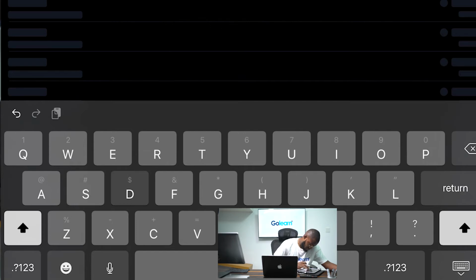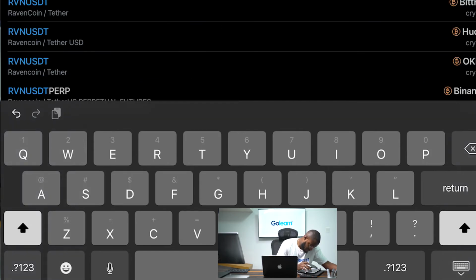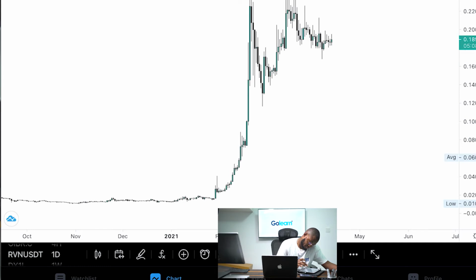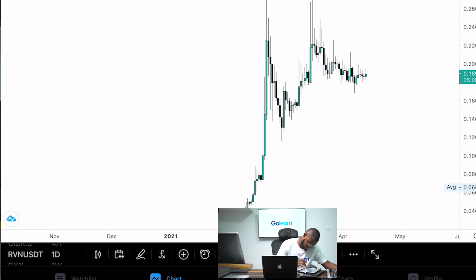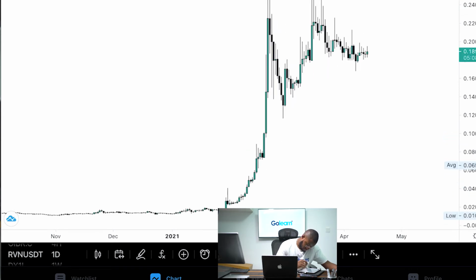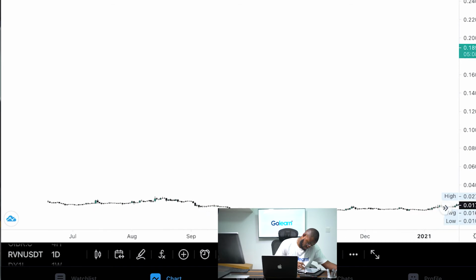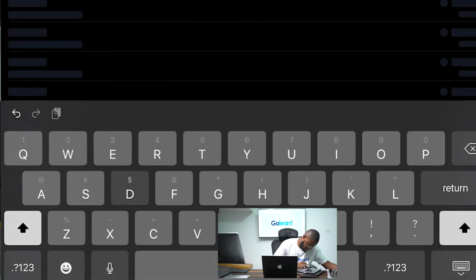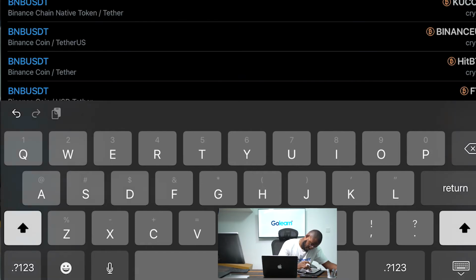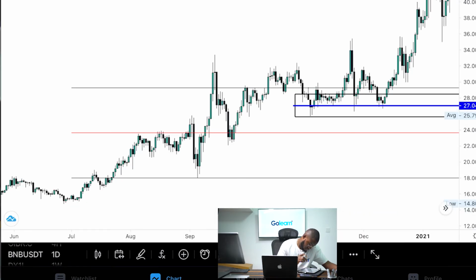RVN USDT, for example. Raven coin has been making... now this is, let's say this is, I need to define a very BNB. Let me use BNB USDT, a very elaborate one.